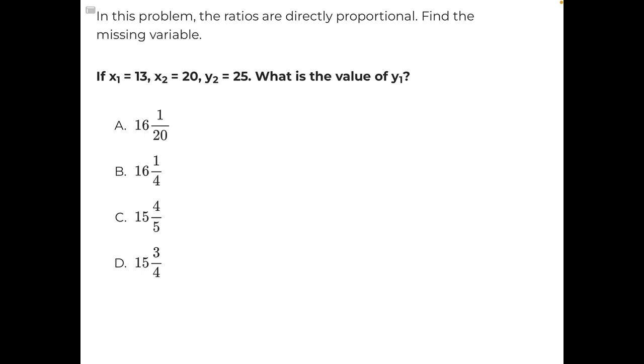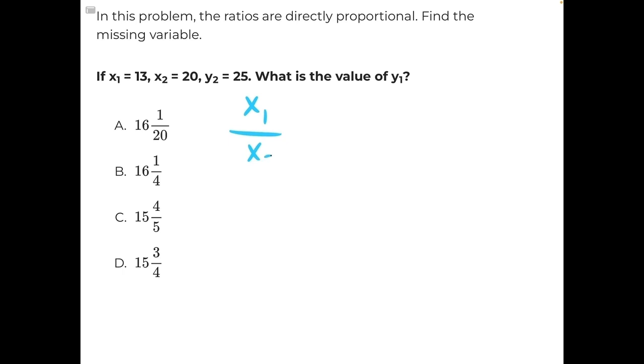In this problem, the ratios are directly proportional. Find the missing variable. If x1 equals 13, x2 equals 20, and y2 equals 25, what is the value of y1? To solve this question, we need to set up a proportional ratio, and the most common way to do that is to set it up like this.